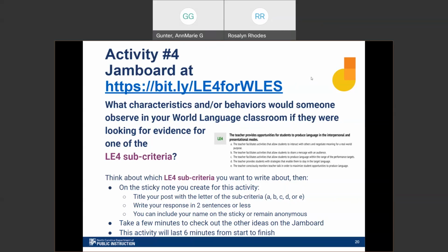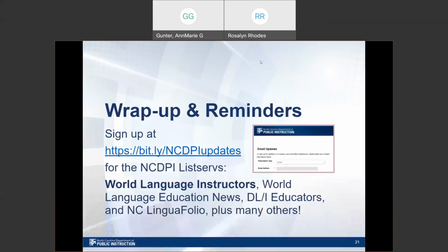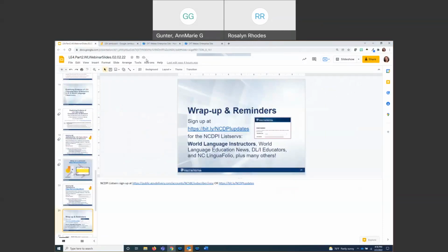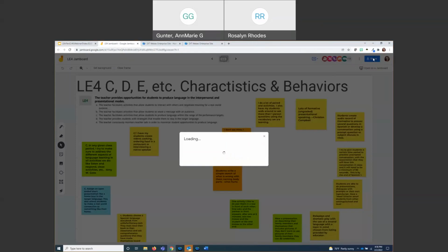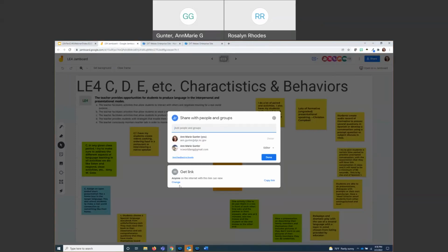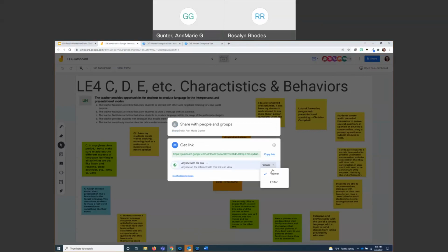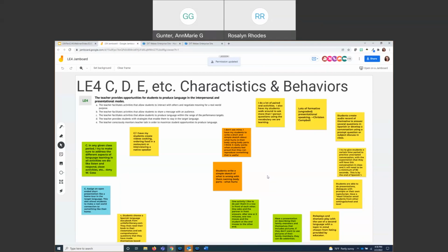Oh, it looks like we're having some technical problems with the Jamboard. Give me just a moment and let me fix that. I may have changed the sharing settings a bit too early. I did. That's my fault. I'm going to change those back to editor so you can go ahead and continue to post on this Jamboard. There you go. Sorry about that. Probably close that out after the last broadcast, but now you should be able to add sticky notes to it.